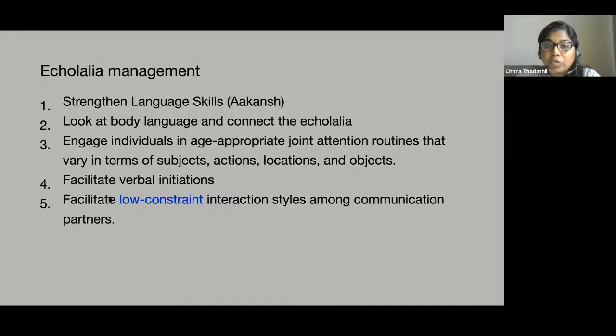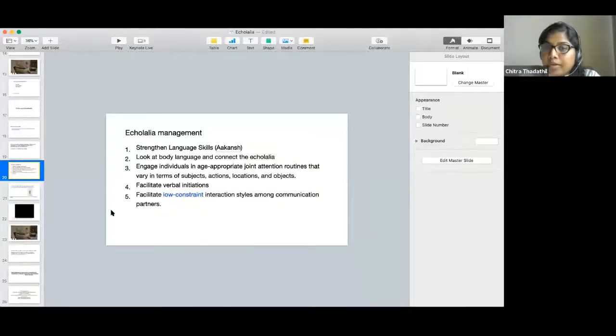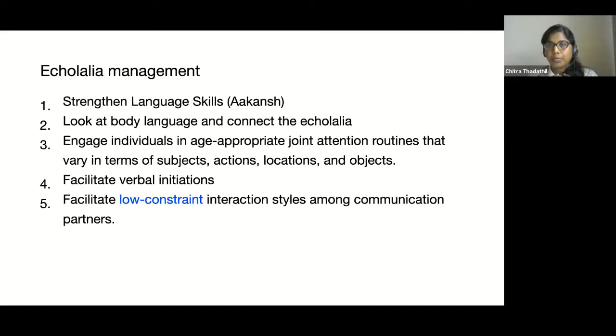Engage individuals or children with autism in age-appropriate joint attention routines that vary in terms of subjects, actions, location, and objects. So when I say joint attention, what I mean here is you and the child are interacting together with regard to the same object. Say, for example, I have a mug here, all right? And I want to talk about the mug. I have a mug that is white in color.